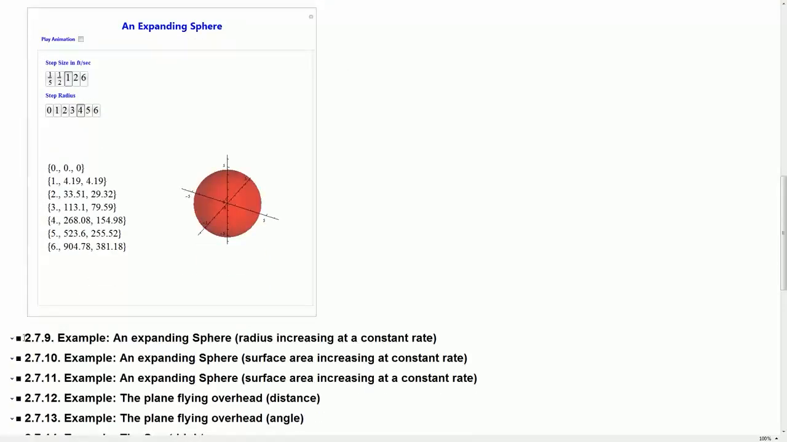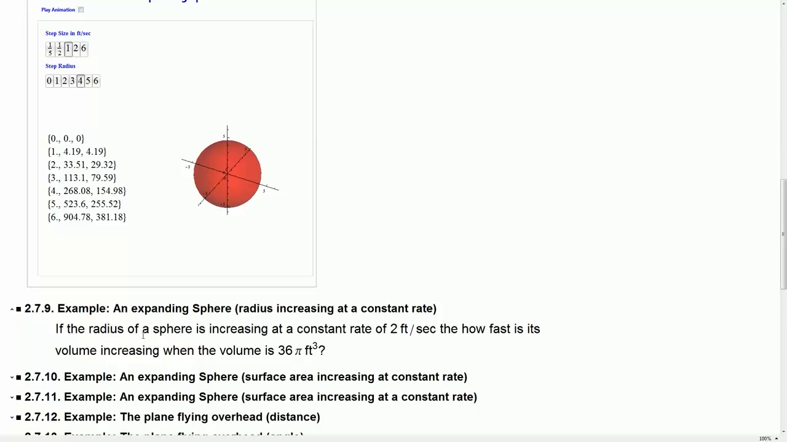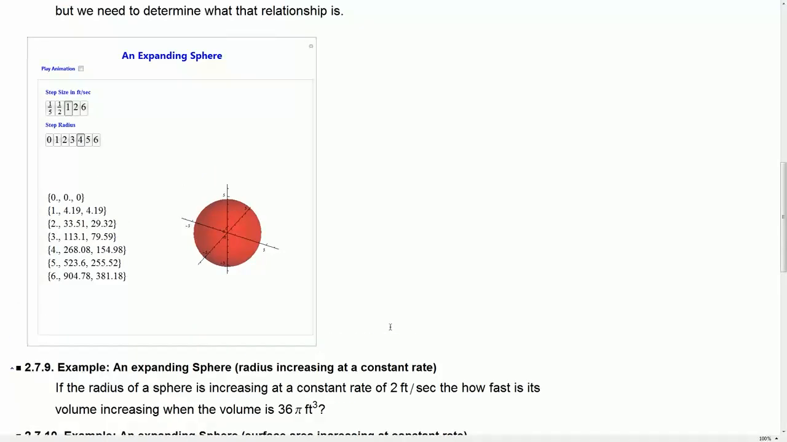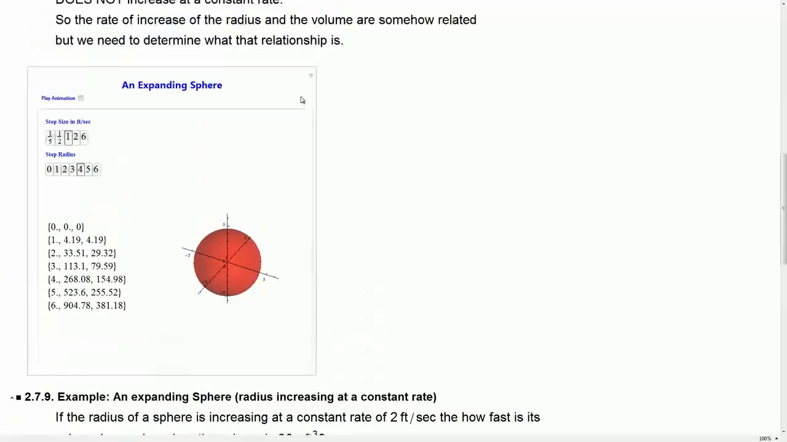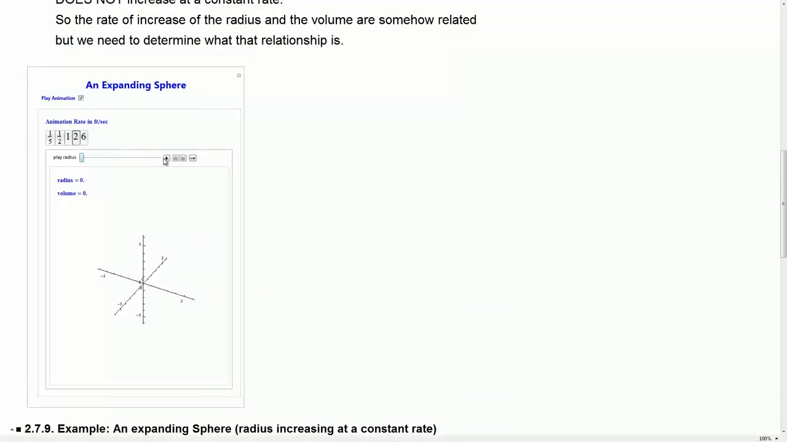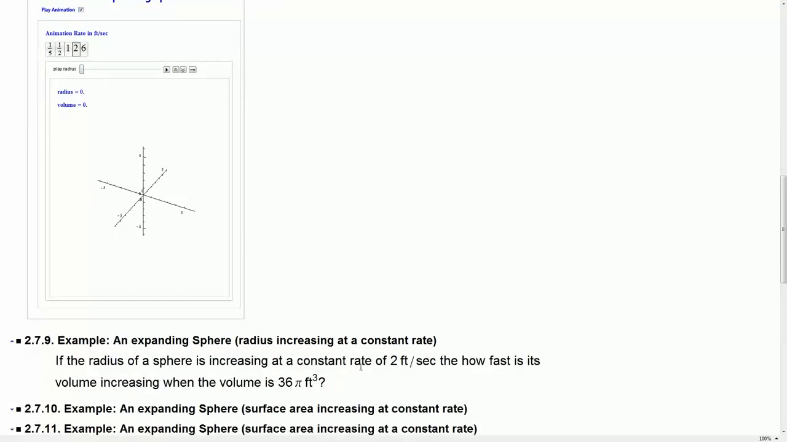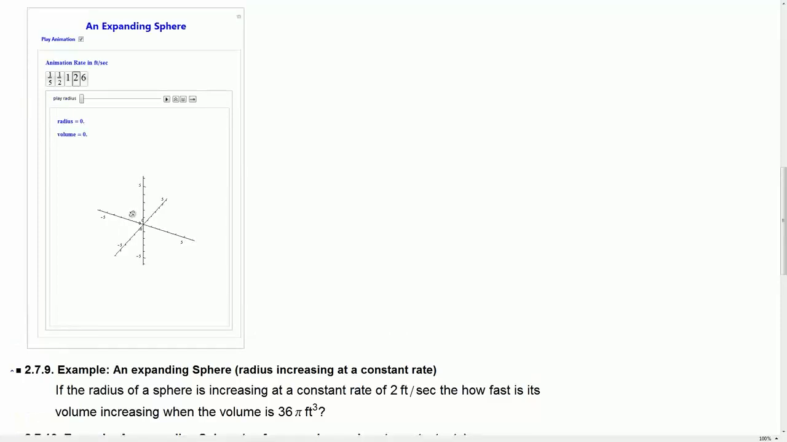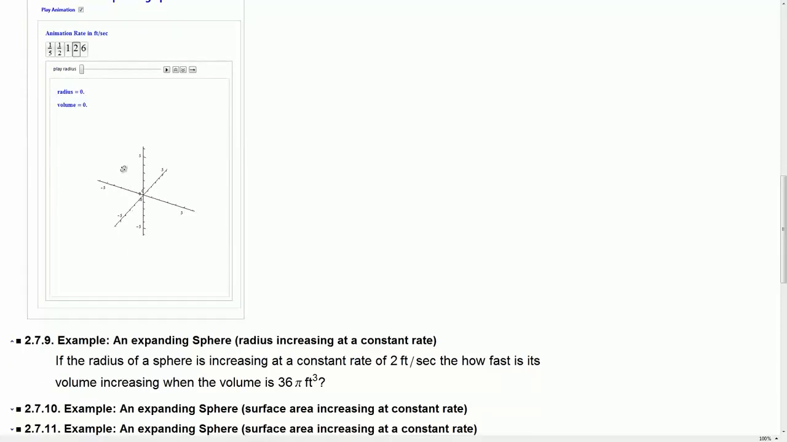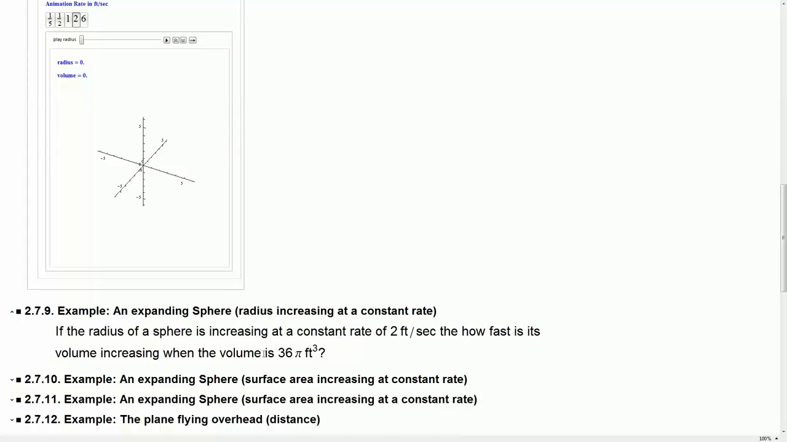So let's see what question we have here. If the radius of the sphere is increasing at a constant rate of 2 feet per second, then how fast is the volume increasing when the volume is 36 pi? Wow. Okay, so let me see here. If I go back to the animation, we want to know how fast is the volume increasing when the volume is 36 pi. Well, what's the volume of a sphere? You're going to need to know that, and you're going to need to somehow connect it to the radius and work this problem out. So in class, we will work through it.